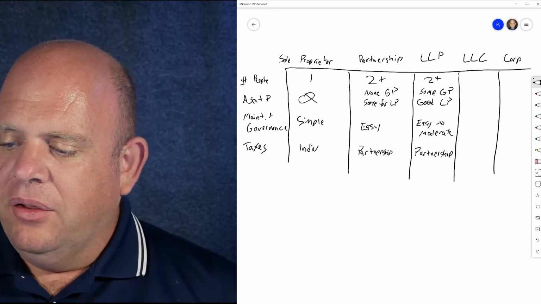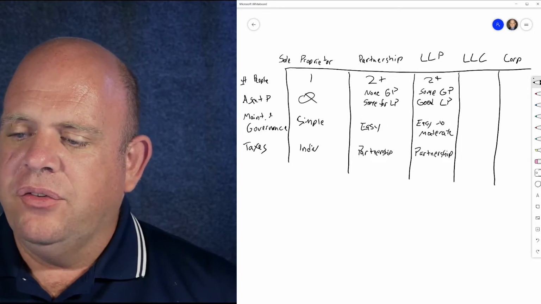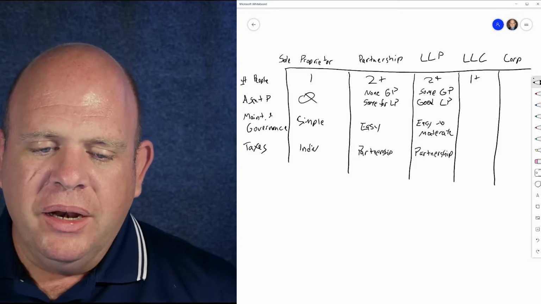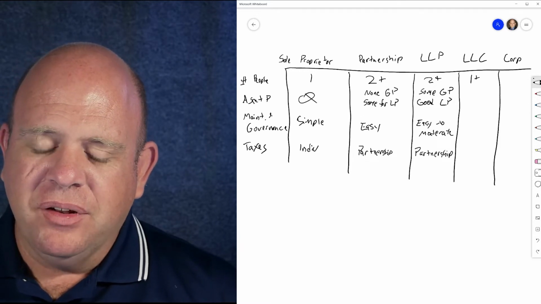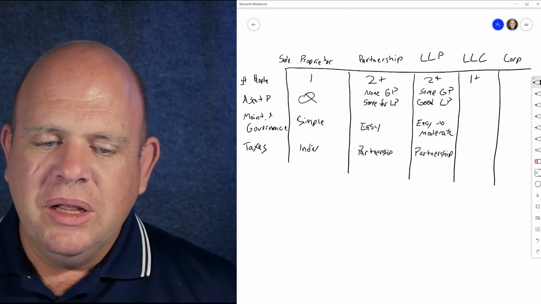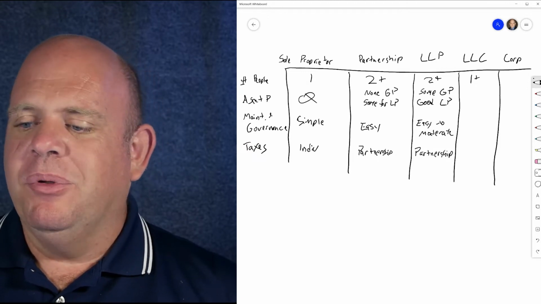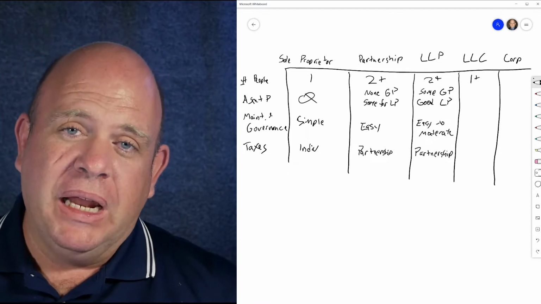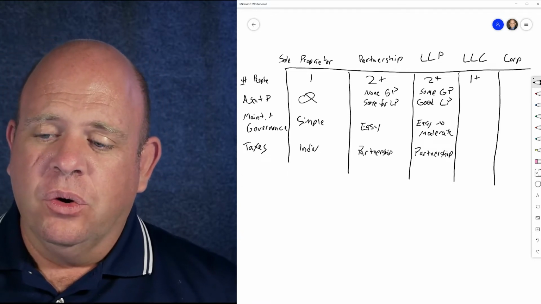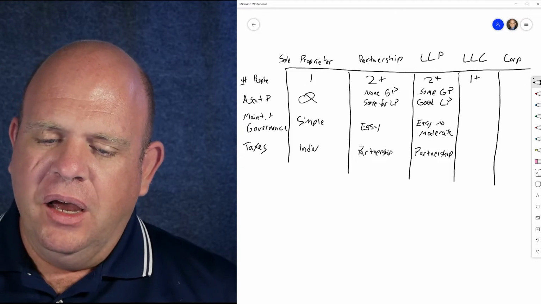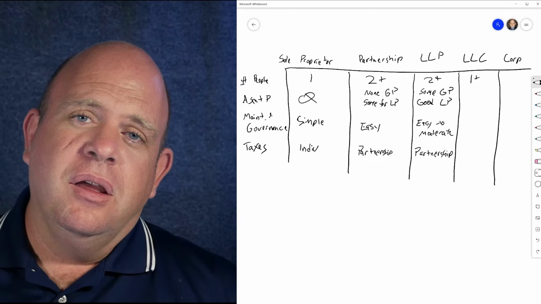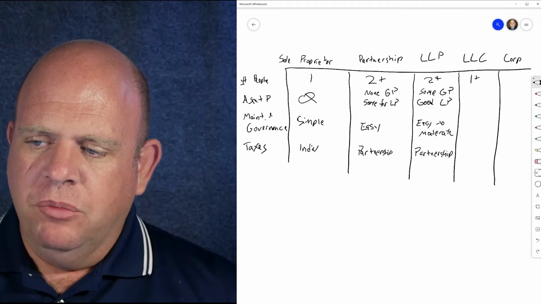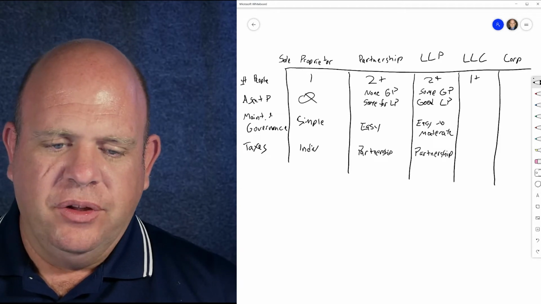Now we get to the LLC. And the LLC can have just one person. But in order for it to have the best kind of level of asset protection, really, it should be, you know, two or more people in the same sort of format where you have someone acting like a general partner. So that would be your managing members of the LLC in order to manage it. And then, we'll talk about member managed versus manager managed LLCs in just a bit. So one or more people for an LLC.